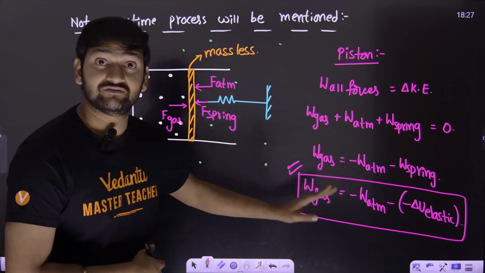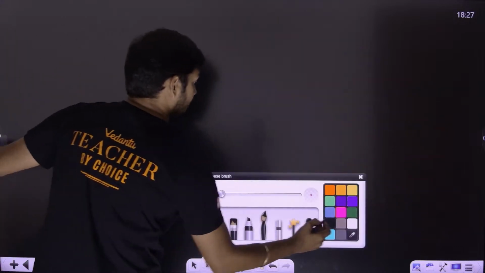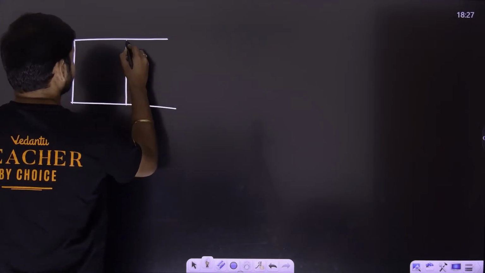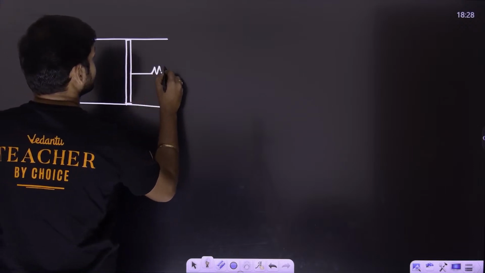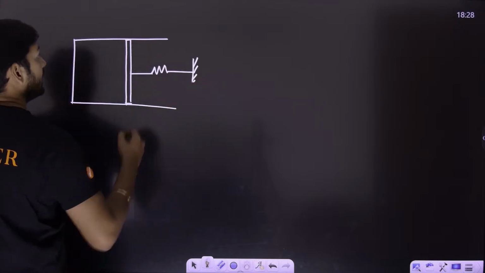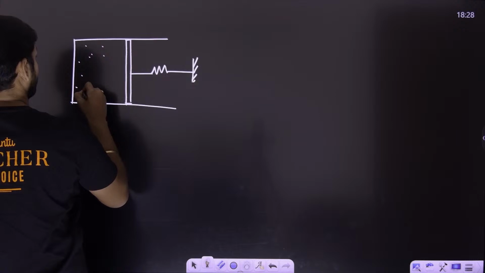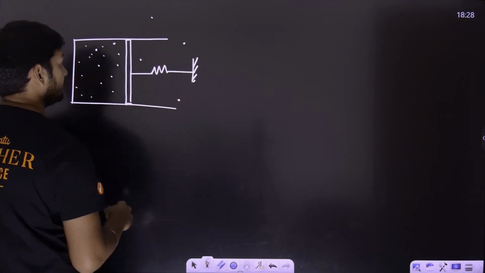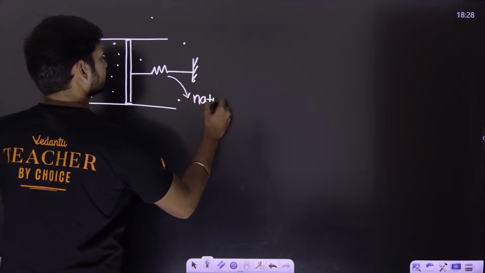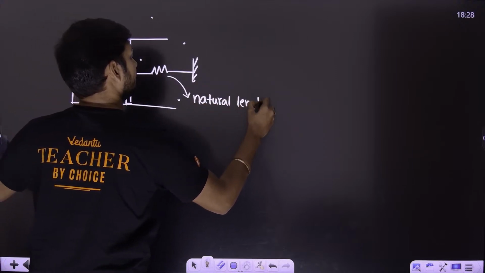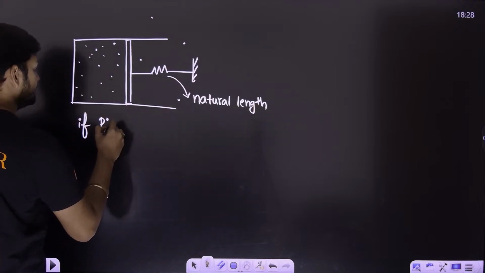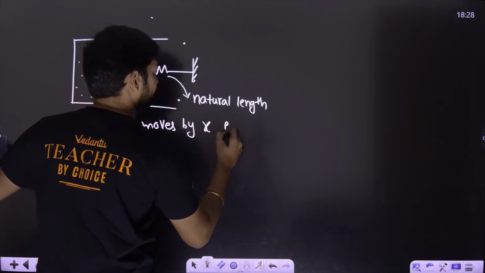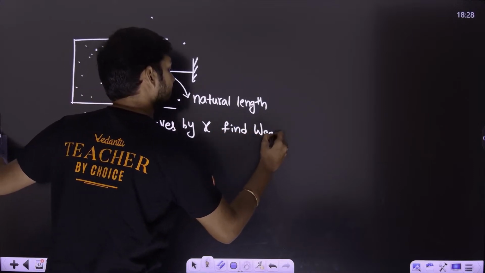If you want to understand this even better, let me give you a small example, a situation here. See, we have this piston, right? Initially, the spring is in its natural length. And we have gas here, and we have atmosphere here. Initially, spring is in its natural length. If the piston moves by x, find work done by the gas.